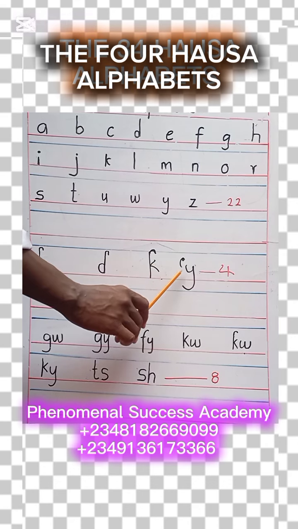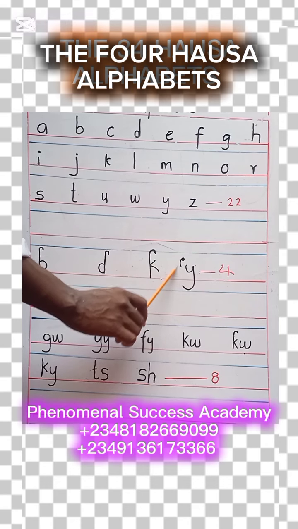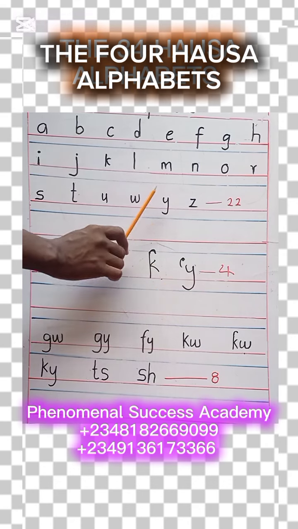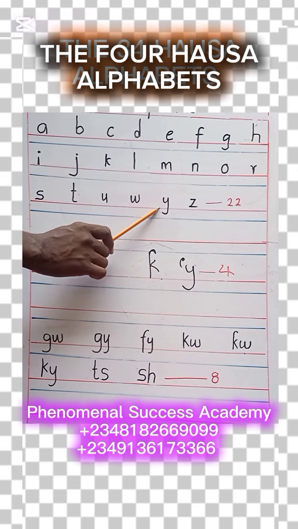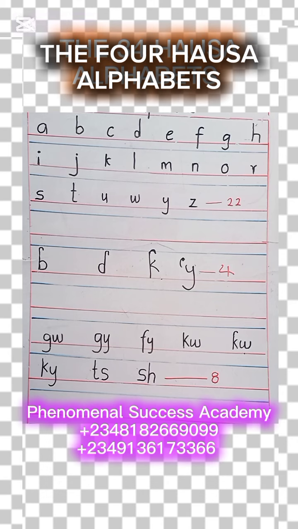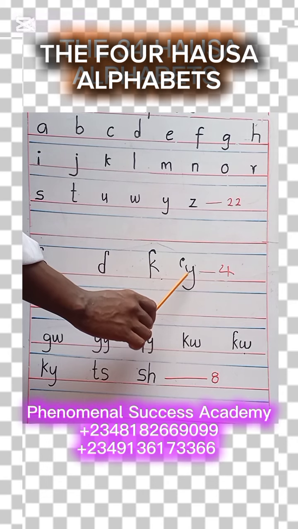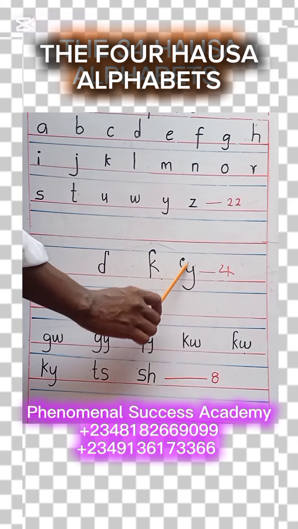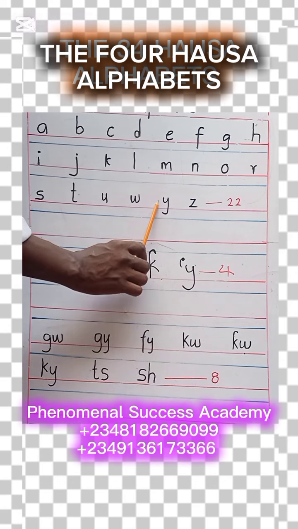And finally, ya has this apostrophe sign, as you can see, and therefore it looks like ya, while ya doesn't have that apostrophe sign. This is the only difference. Harafin ya yana tare da apostrophe sign, ya kuma babu.